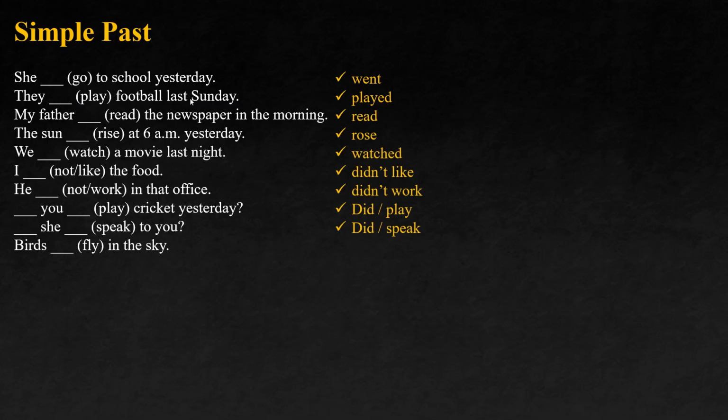Birds flying in the sky. Flying? Simple past. Fly, V2 form you need to use. See the heading, what we are doing. It is not a continuous tense. You should not use ing there. Birds flew in the sky. Okay, good. Pratham.